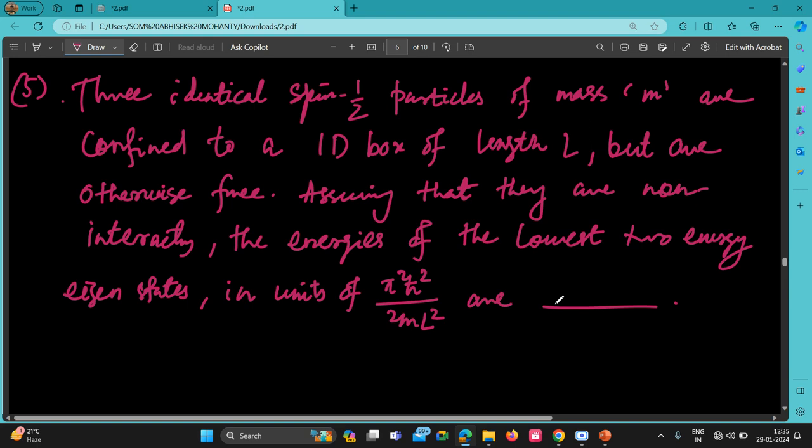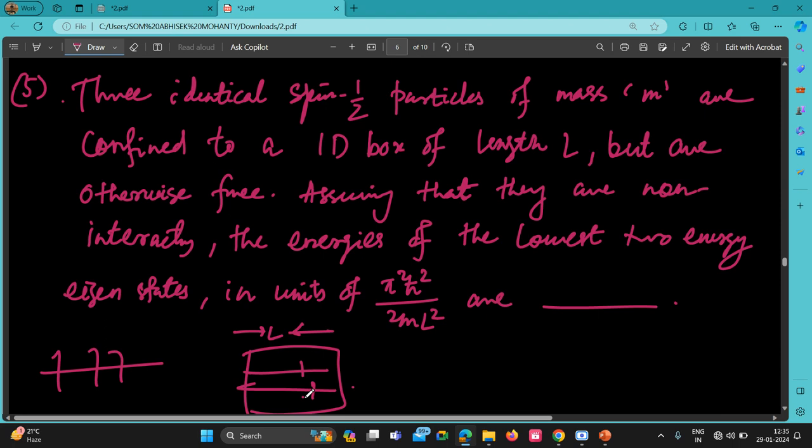Three identical spin up particles of mass m are confined to a 1D box of length L but are otherwise free. Assuming that they are non-interacting, the energies of the lowest two energy eigenstates in units of pi square h cut square by 2 m L square. Again, read the question. So it's just about arrangement. How can we arrange this?